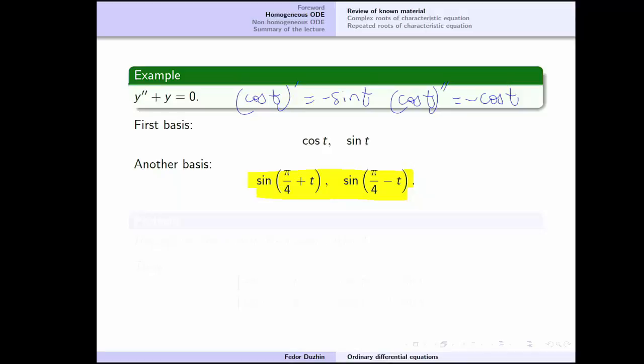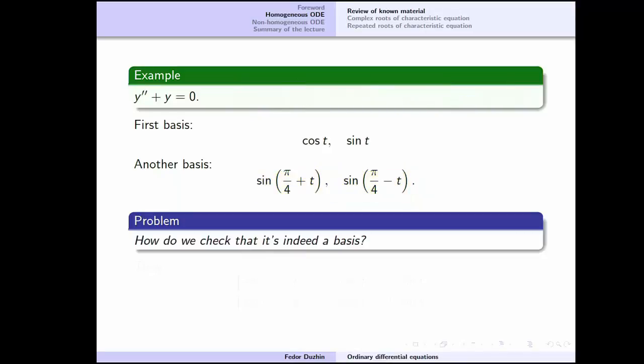So how can we check that this alternative basis is indeed a basis? One thing that we can do is calculate the Wronskian of sine of pi over 4 plus t and sine of pi over 4 minus t. But let me just give you the linear algebra method. We can express these two functions as linear combinations of cosine t and sine t.